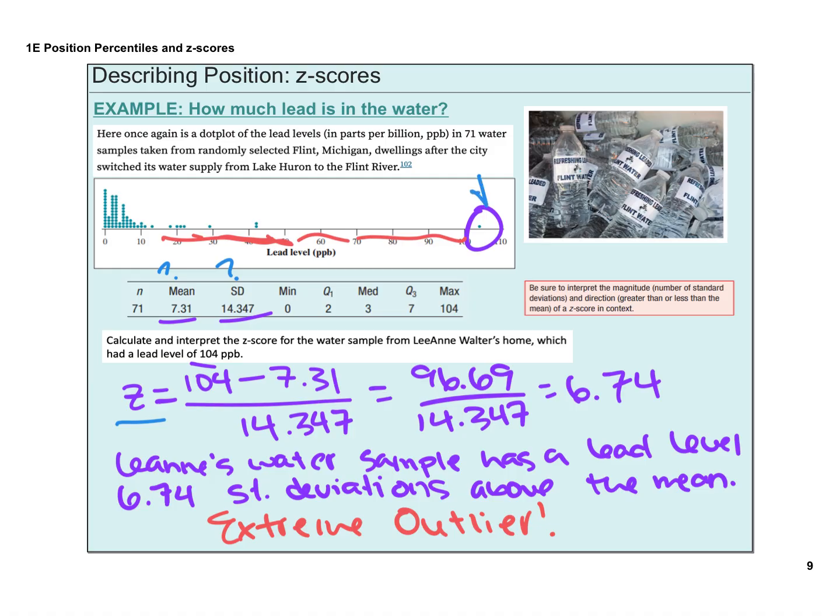look at how far away she is. And this 6.74 is an extreme outlier. 6 standard deviations, almost 7 standard deviations away from the mean is a lot. That is very unreasonable in terms of a standard deviation. So she's got some real extreme data going on there. And you can see it in the dot plot. We can tell just by the skew. And now we see it with the z-score as well.